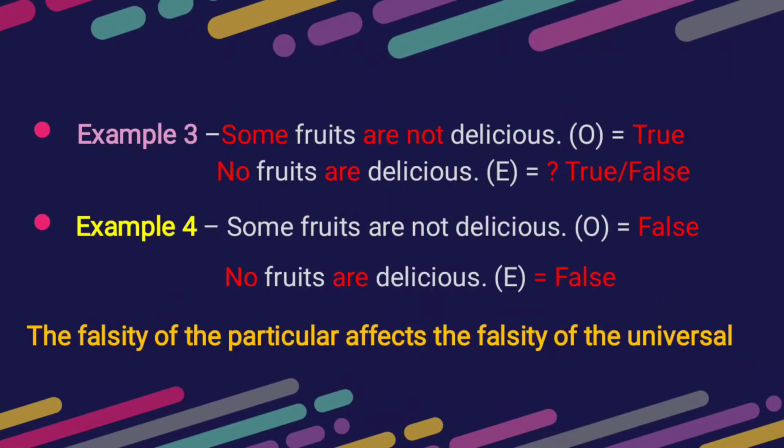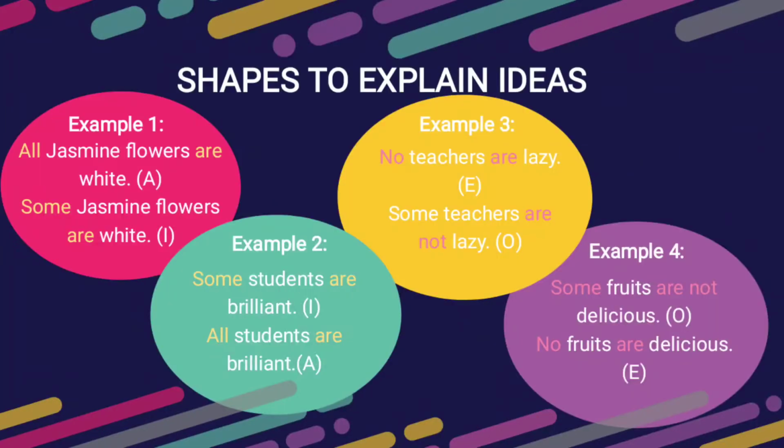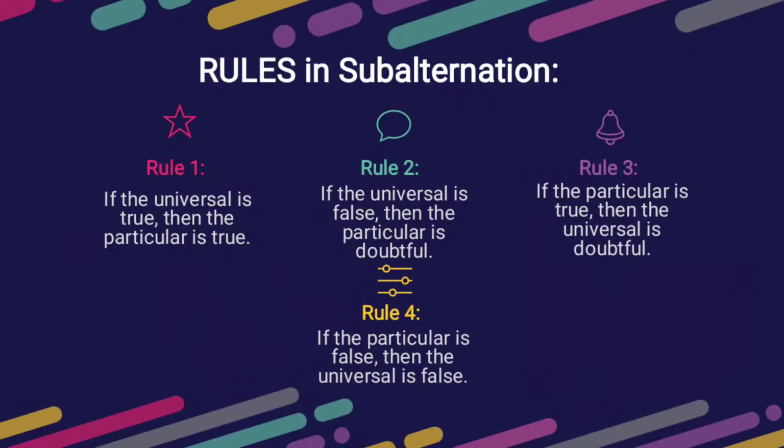For example number 3, that states some fruits are not delicious, this is true, and no fruits are delicious is also doubtful, as you can see in rule number 3, that if the particular is true, then the universal is doubtful.